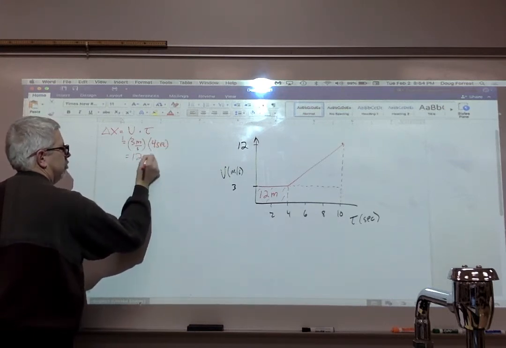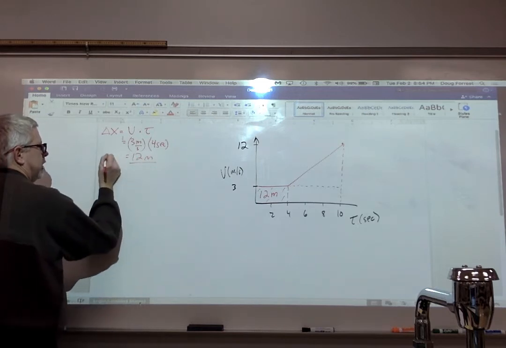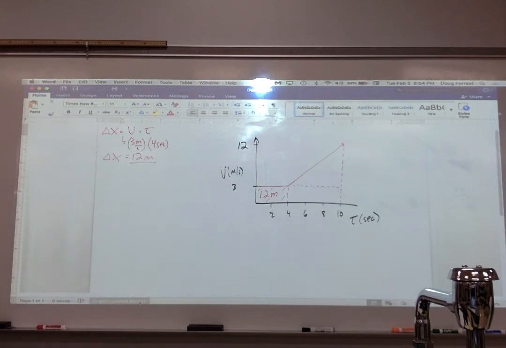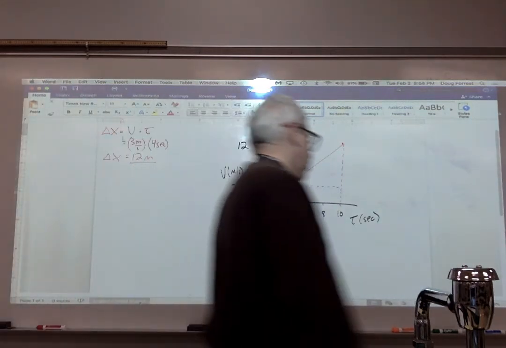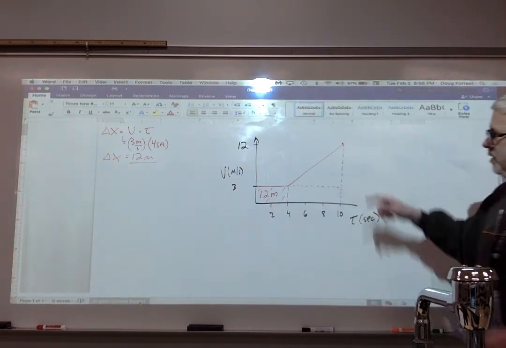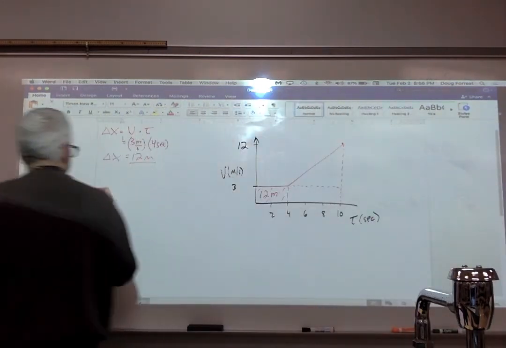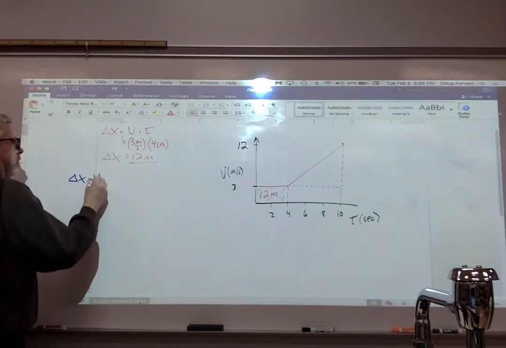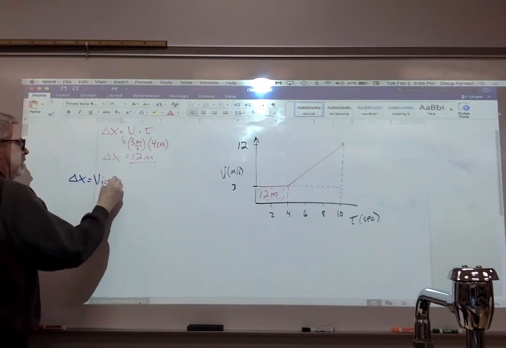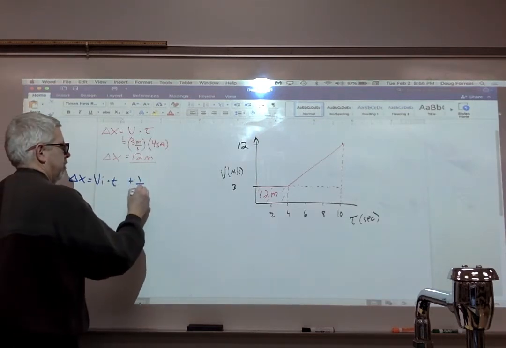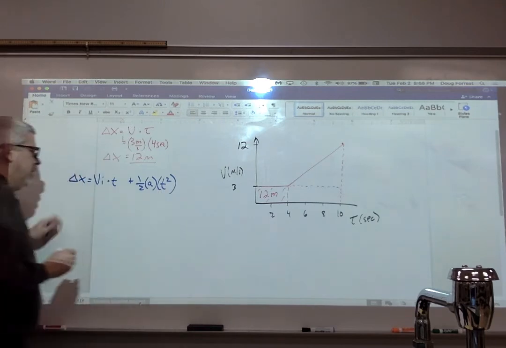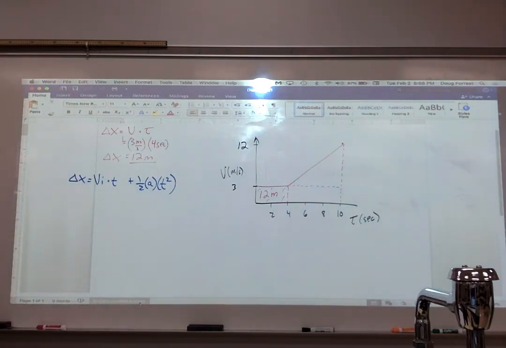That was 12 meters. That's the displacement during the first 4 seconds. What about during the last 6 seconds? Well, during the last 6 seconds, again, I'm accelerating. And I can think about, I would do something like this: v_i times t plus 1/2 a t squared. So I could do that as the mathematical version.